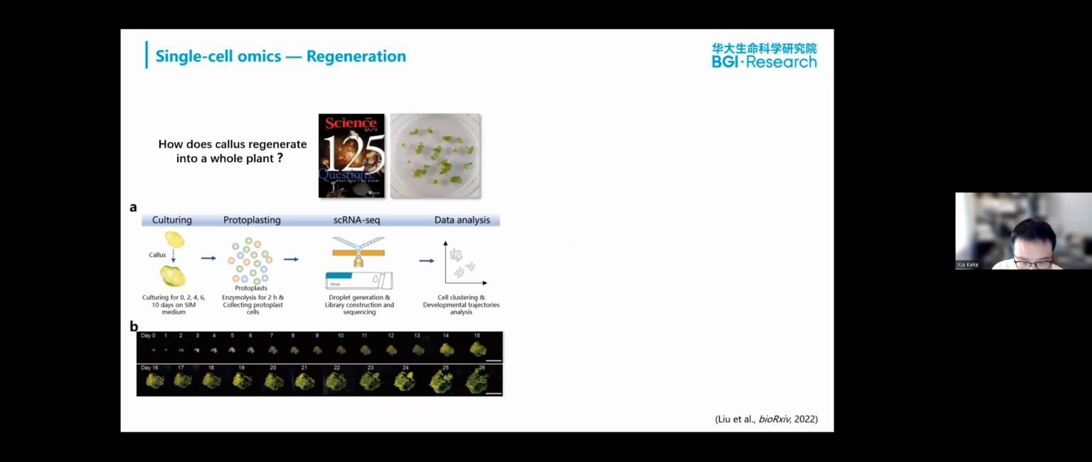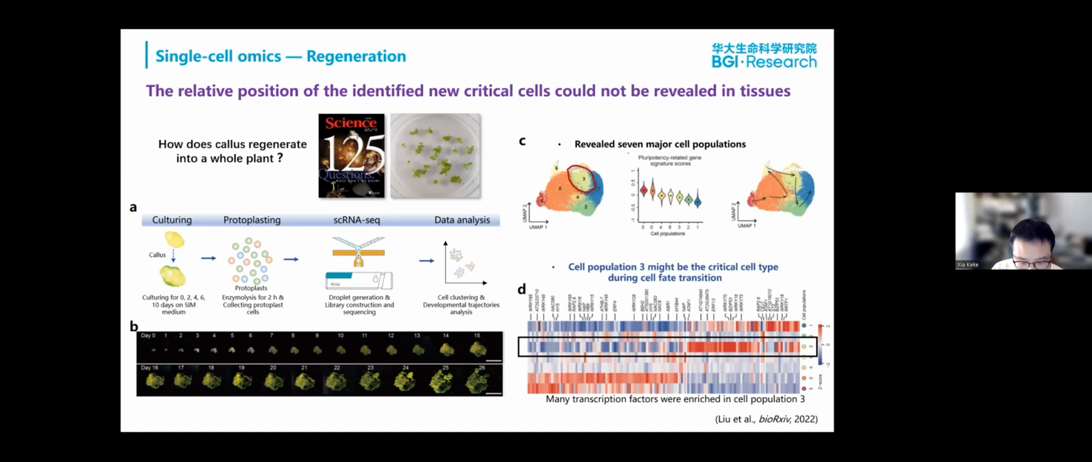We performed time series single cell transcriptome experiments during the early stage of de novo shoot regeneration. We obtained the single cell transcriptome data of about 35,000 cells at 5 time points. And we found significant cell heterogeneity in callus. We successfully revealed 7 major cell populations in this developmental process.